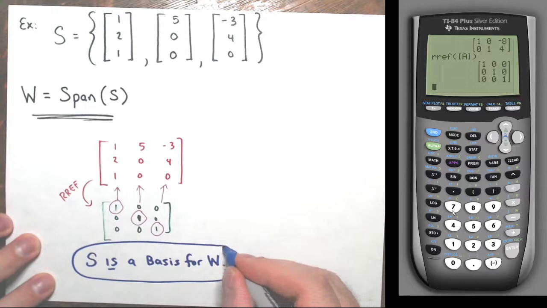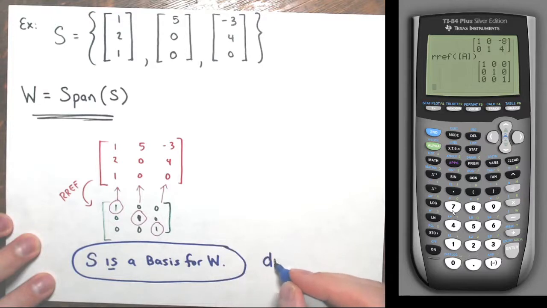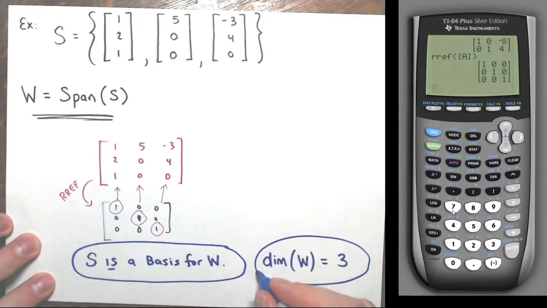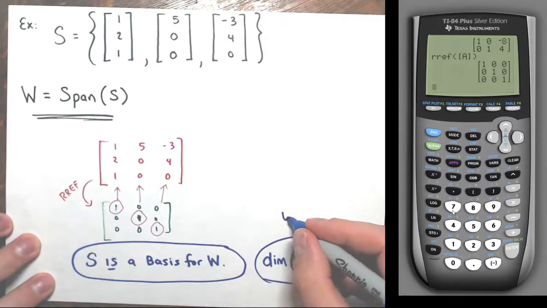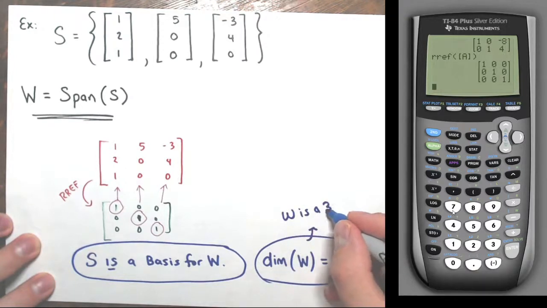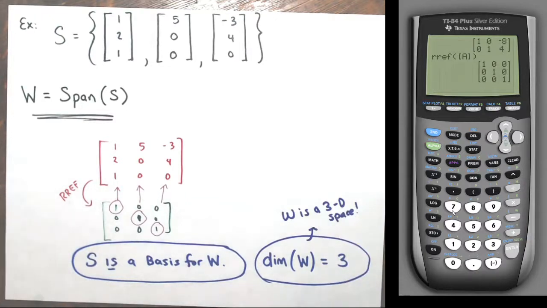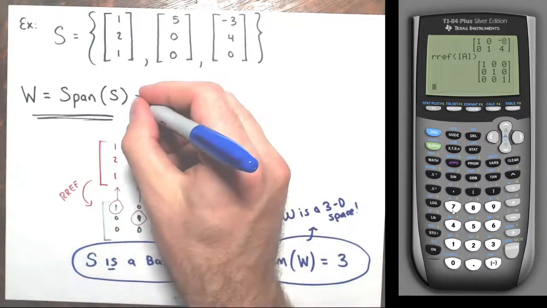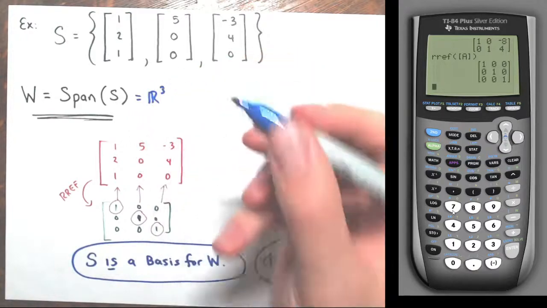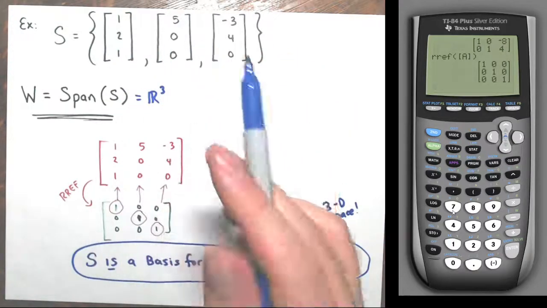Wonderful. And then the dimension of W, the dimension of that vector space, would be 3, because there are 3 vectors in that basis. So W is a 3-dimensional space. Right? And in fact, it would be all of R3. This would actually be equal to all of R3, all of that 3-dimensional space, because these are vectors from R3.